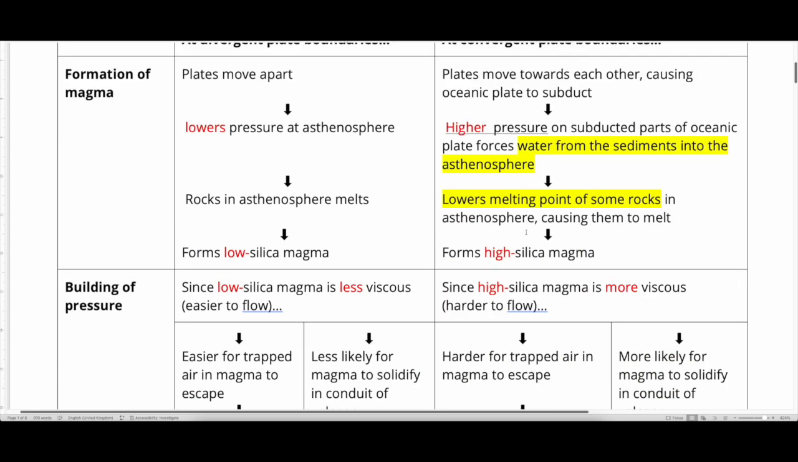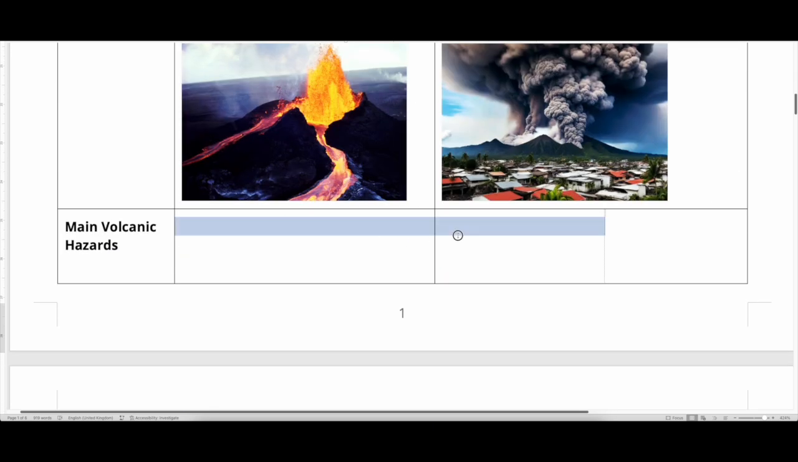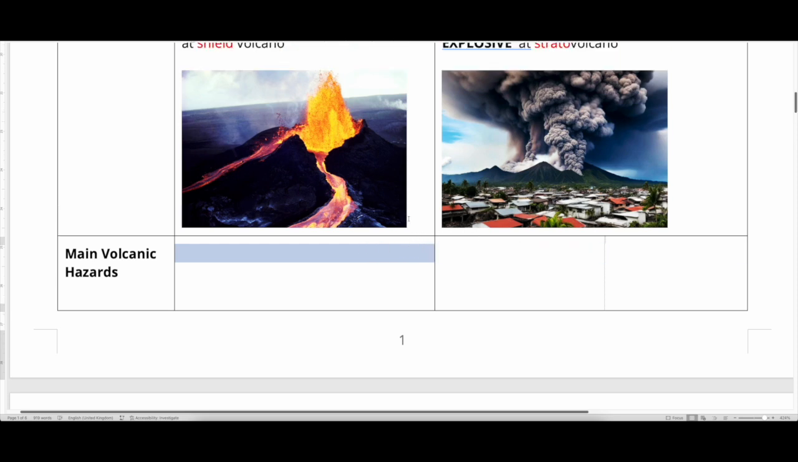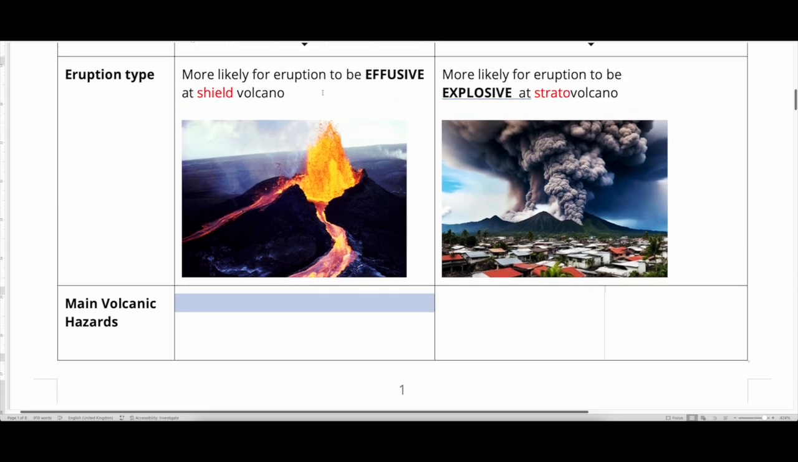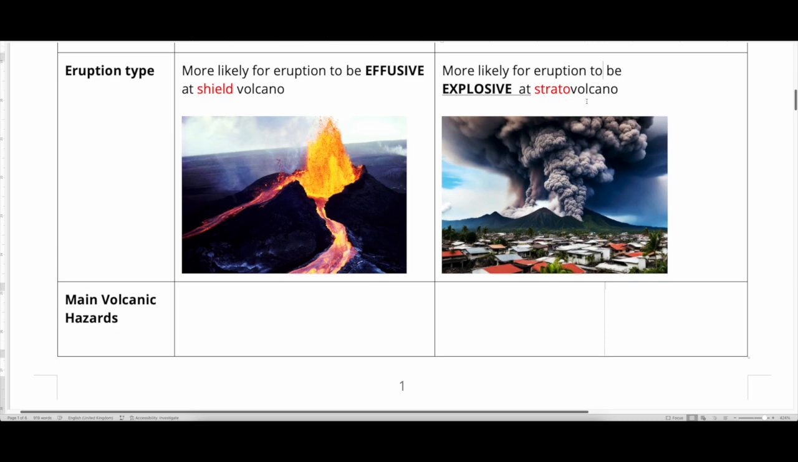Okay, so now you're done with page 1. Now I'm going to leave these two blank. You're supposed to fill out your own at the end of the recording and tell me what are the main hazards at shield volcano eruption and at the eruptions of stratovolcano. Okay, so let's make ourselves familiar with the different hazard types.